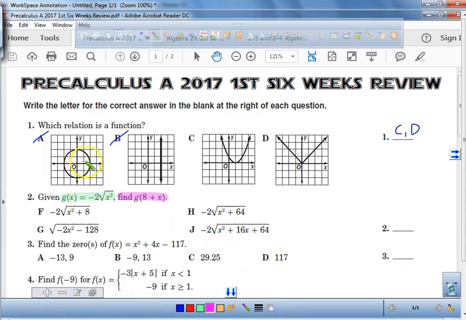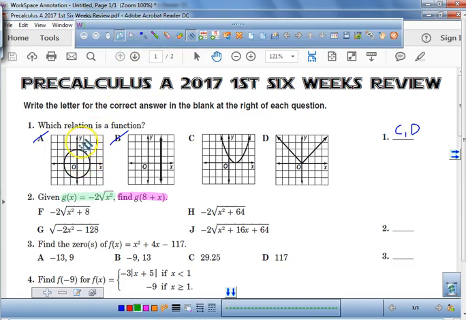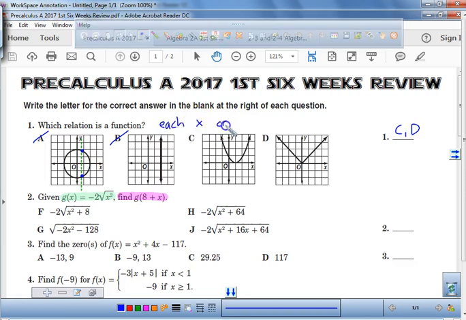Before we jump into number 2, just remember, the reason why the circle is not a function is because the vertical line hits it at more than one place. It hits it right here and here. Remember, each x can only have one y value. Each input has one output. This one, it touches it an infinite number of places. So that's definitely not a function.